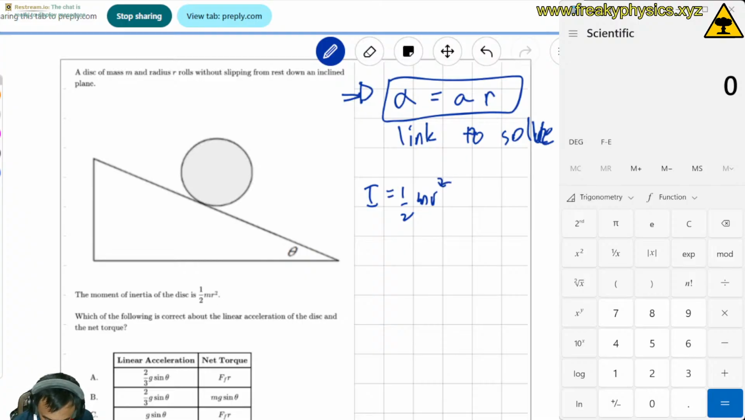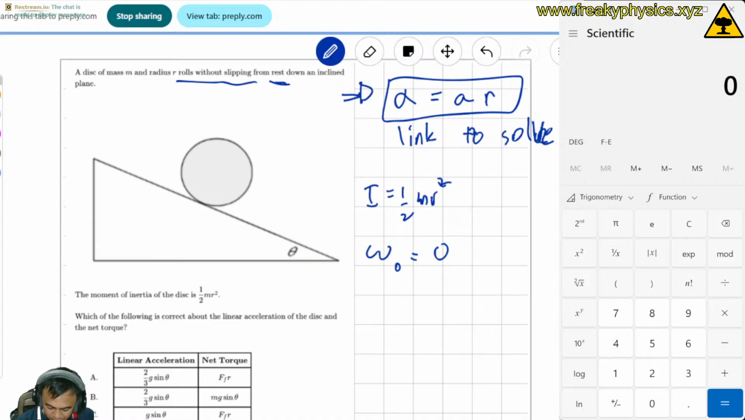And what else is given? It's rolling without slipping, from rest. So we know that there's friction. Yeah, there is definitely some friction here. From rest, so that means our omega zero is going to be equal to zero, right? Okay. What else do we know? I think that's it. Okay. So which of the following is correct?